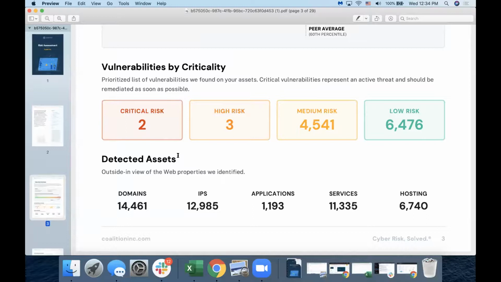So the way to think about this, as a broker, what you want to be focused on is the red box, obviously, right? A high risk or a medium risk. A low risk is less concerning.